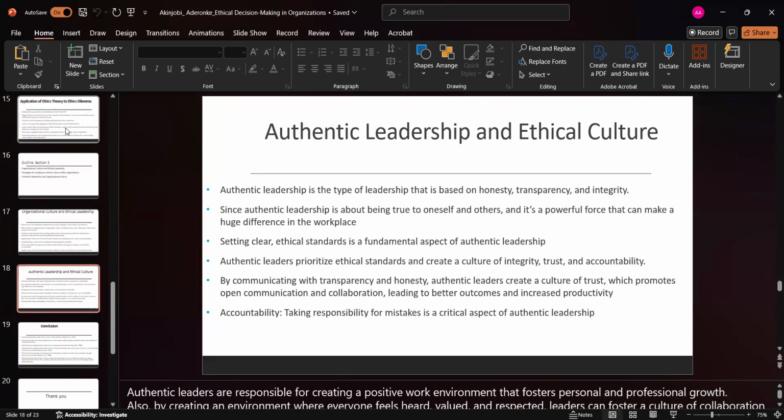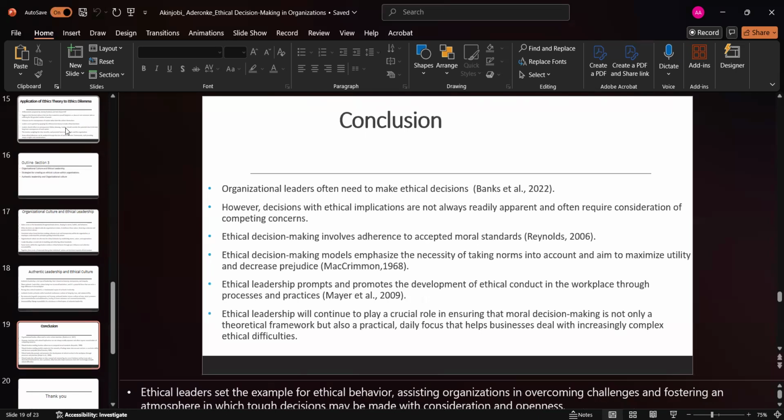Authentic leadership is one of the leadership styles that is based on honesty, transparency, and integrity, and it therefore promotes ethical culture within organizations. Authentic leaders are known to set clear ethical standards as the foundation. They also communicate with transparency and honesty, and they create a culture of trust, which promotes open communication and collaboration within the organization.